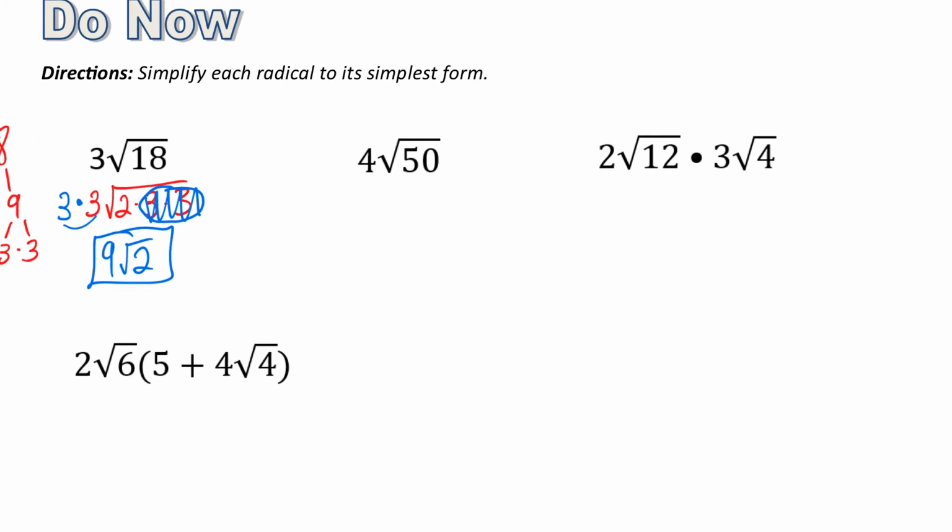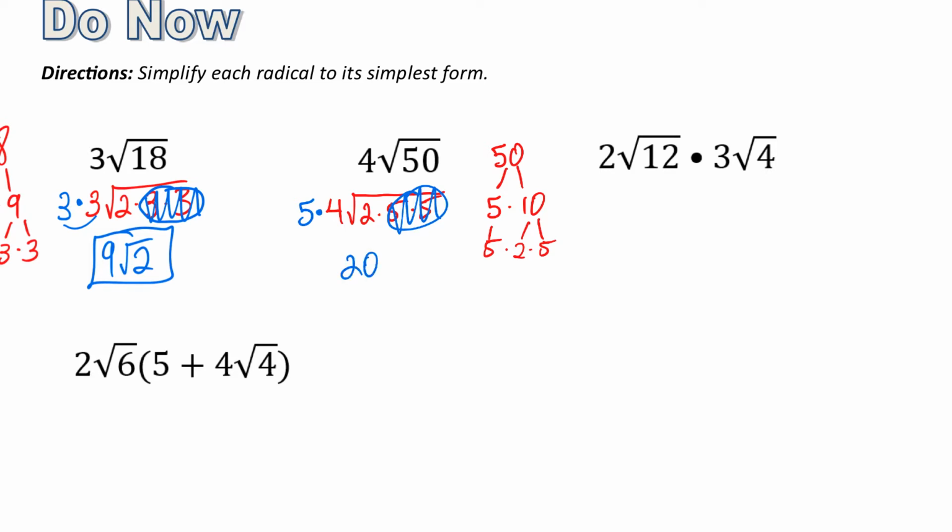All right, on this one, write down the 50. So 5 times 10 is one way, so you get 5, 2, and 5. So there's a 4 on the outside, and then you have 2, 5, 5. So we got a pair of 5s. So it's going to be a 5 to the outside.